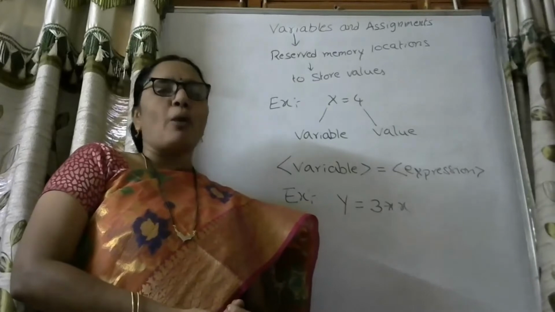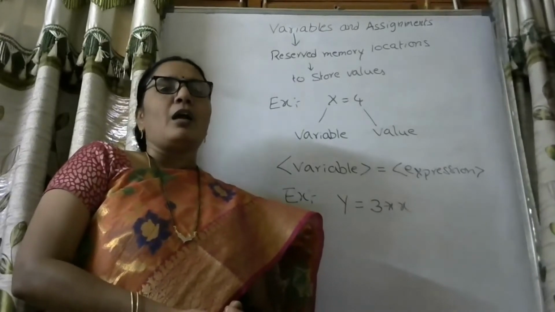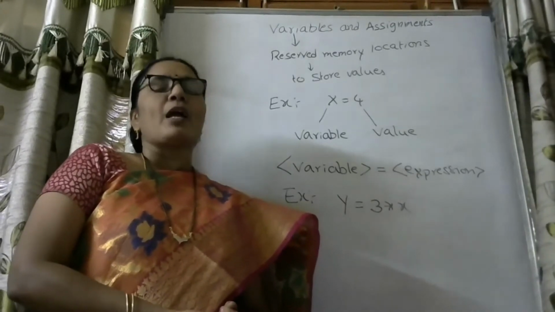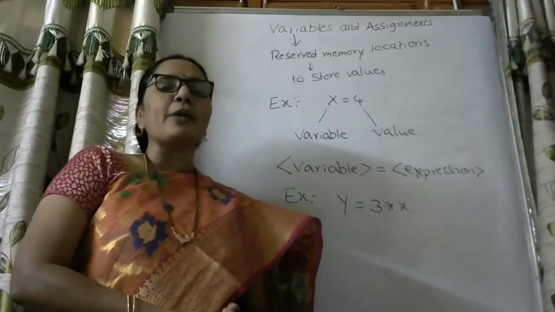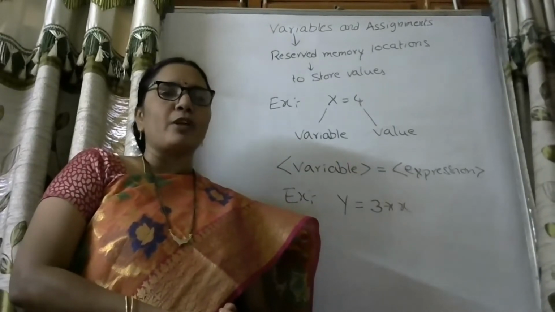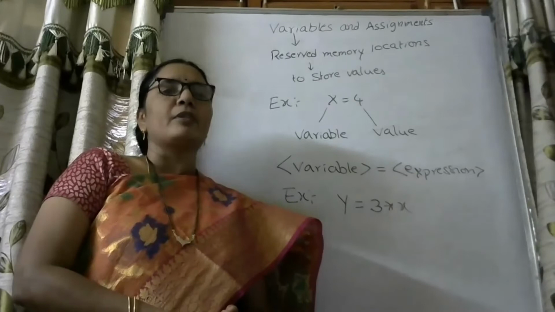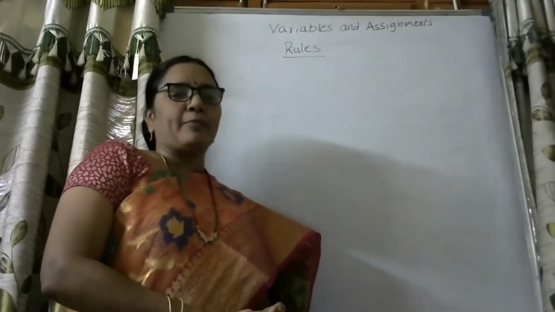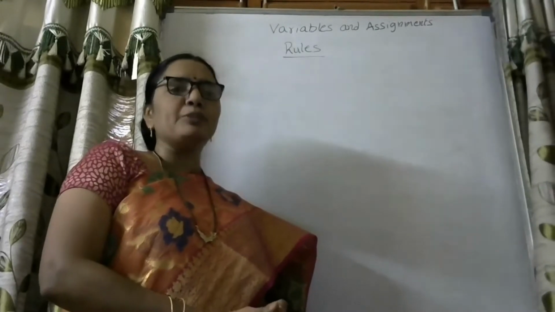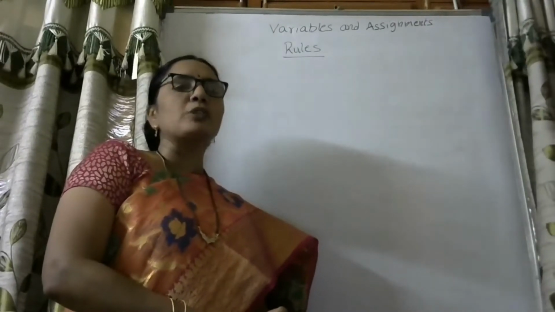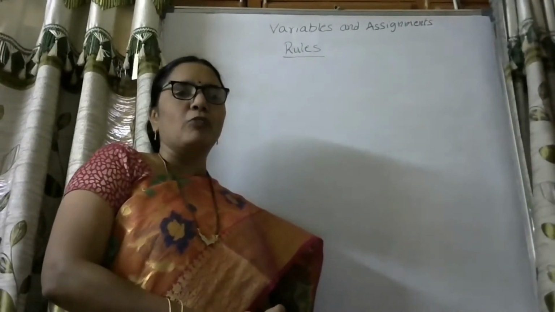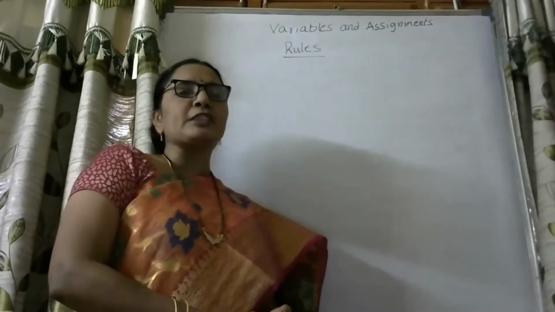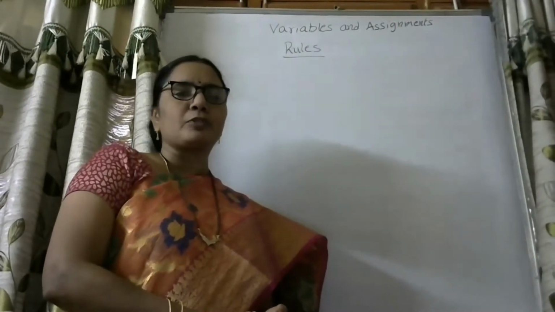Before moving to the topic expressions, let us see what are the rules to be followed while writing the variable names. While writing the variable names, 6 rules are to be followed. What are they? First, let me list out what are the rules.